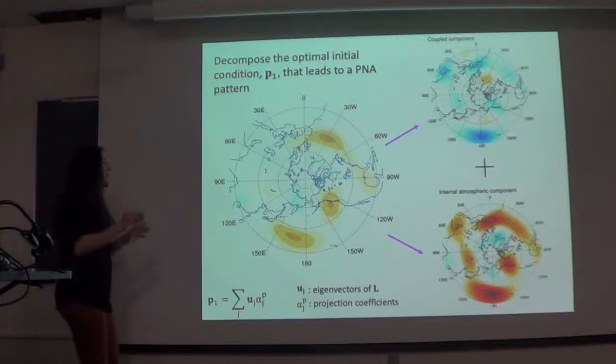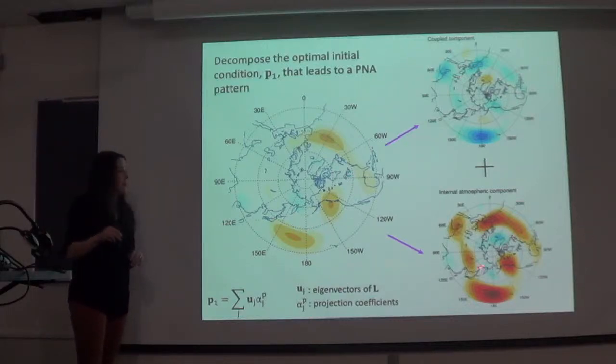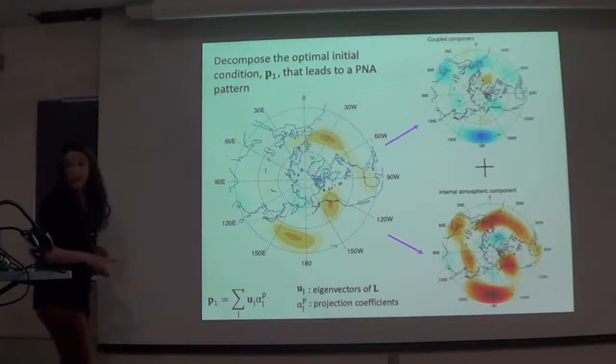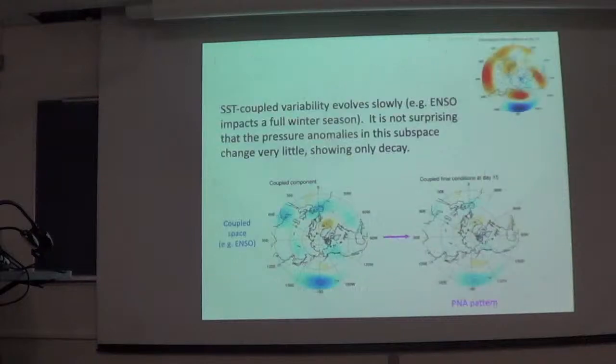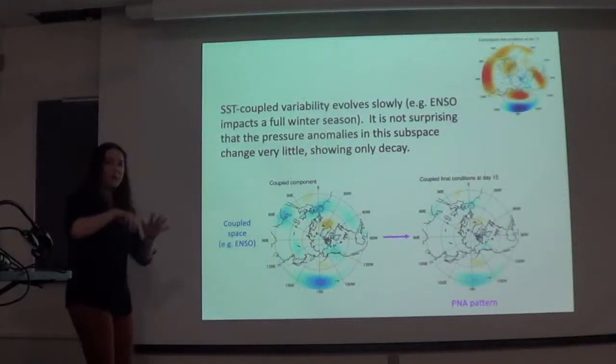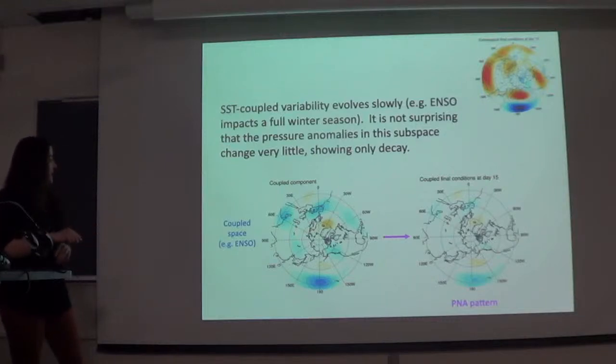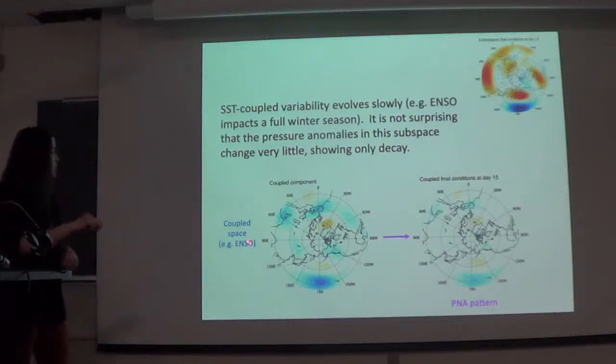Now, just looking at these, you can tell why our initial condition is so weak, right? These two are of opposite sign, so there's a lot of cancellation happening in our optimal initial condition. What we can do is take both of these components and run them forward independently using our propagator G. Here we have our coupled space. This is the coupled component of our initial condition, and we run it forward by itself to get a final PNA pattern. This is, by the way, the PNA pattern when we consider all of the dynamics that I had shown you earlier. So you can see that here's our final PNA pattern. It is a lot weaker.